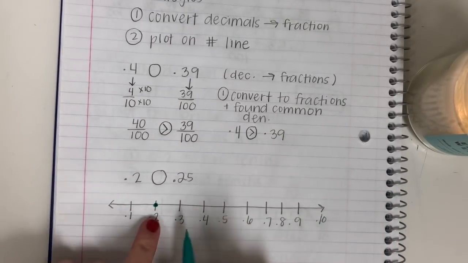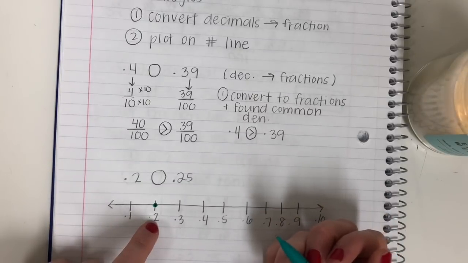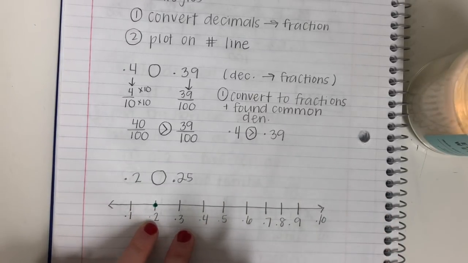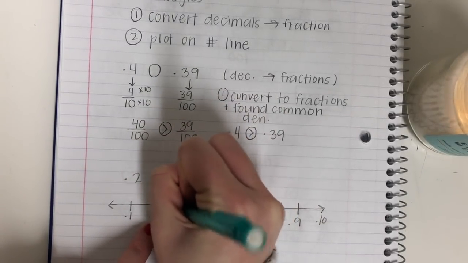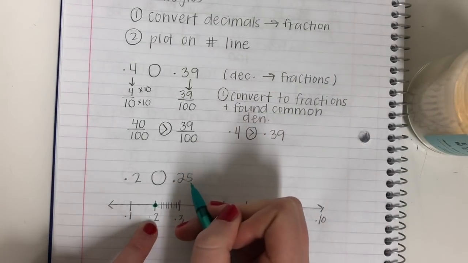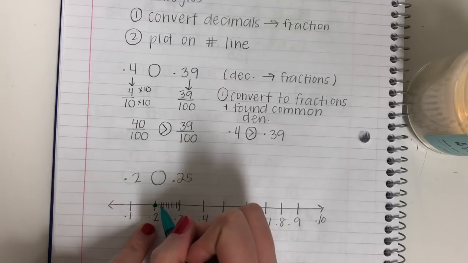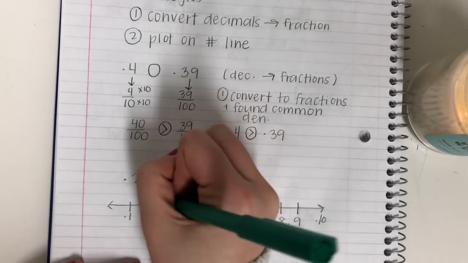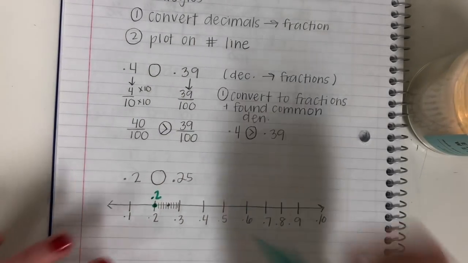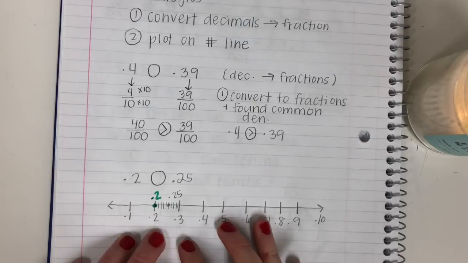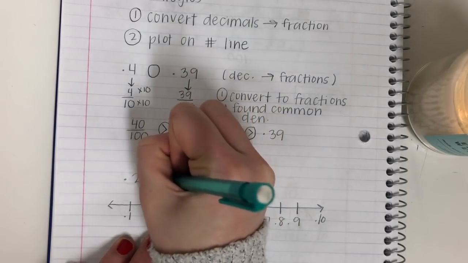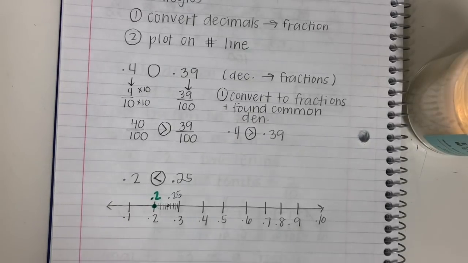But 0.25 is in between, so I need to draw my lines in between, because remember there's 10 spaces in between the 2/10 and 3/10. So I'm going to draw 9 lines. 1, 2, 3, 4, 5, 6, 7, 8, 9. And I have to go to 25, so 21, 22, 23, 24, 25. So I have 0.2 here, and then I have 0.25 there. So which one is bigger? Well, we can see that 25 hundredths is bigger than 2 tenths. Okay, let's do another one.